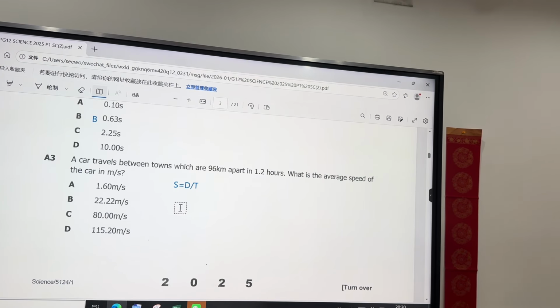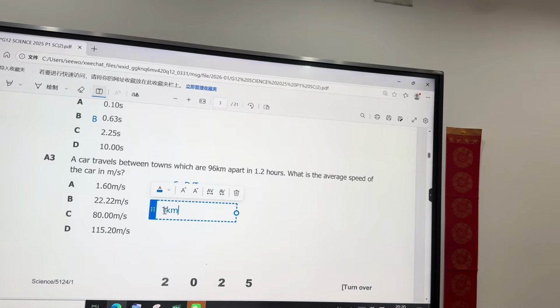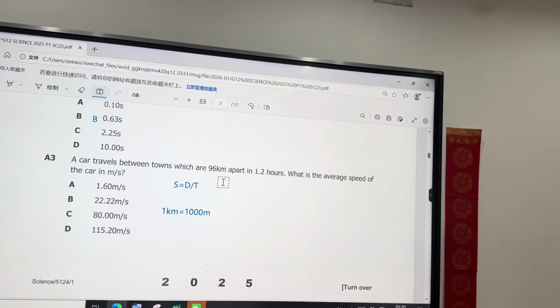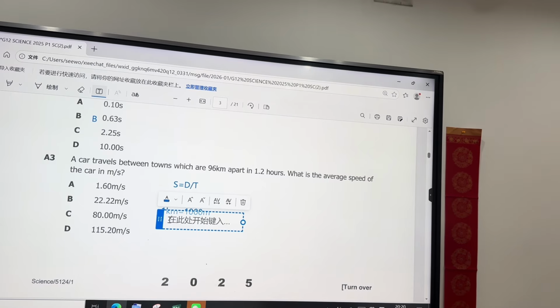So the total distance covered was what? 96 kilometers. Time taken was the 1.2 hours, but we need to find the speed in meters per second. So you need to convert this kilometer to meters, okay? What I know, and what you should also know, is that 1 kilometer is 1,000 meters. In fact, the word kilo, small letter k, is a prefix which means 10 to the power 3 or 1,000. That is why 1 kilometer is 1,000 meters. Meaning, 96 kilometers.